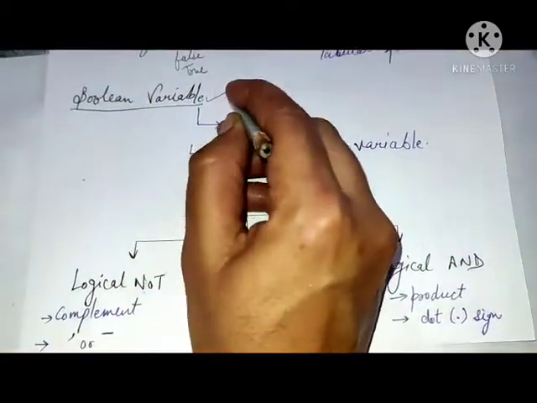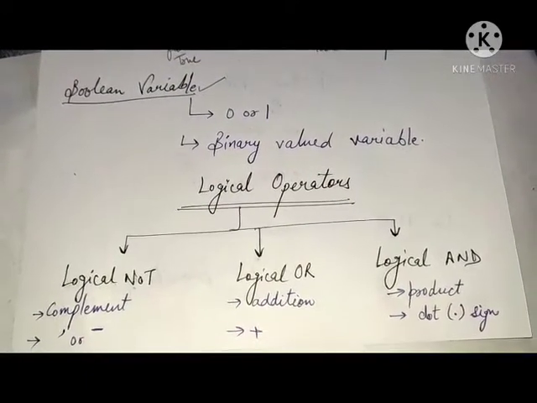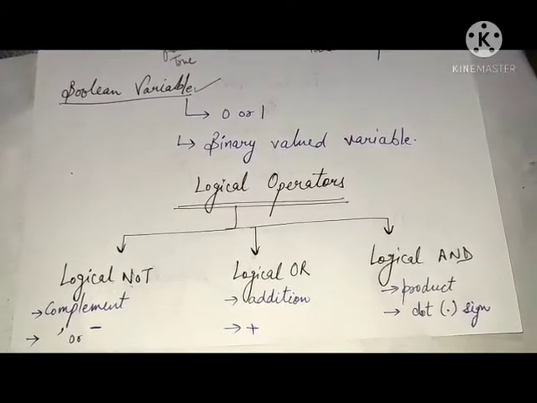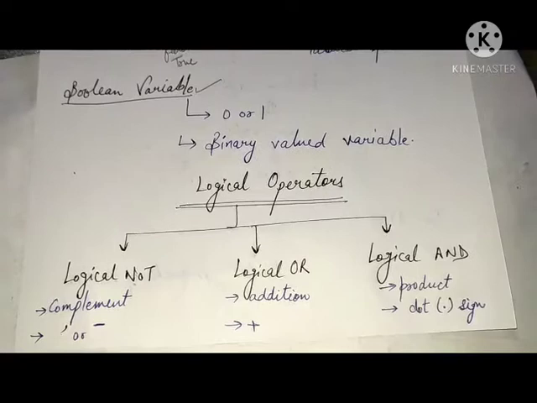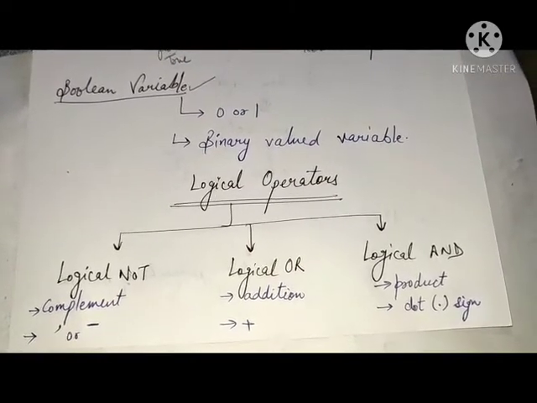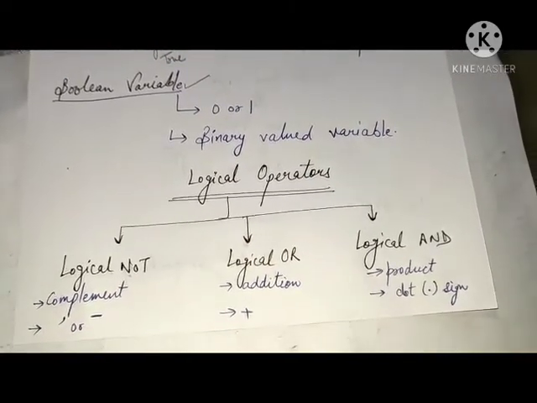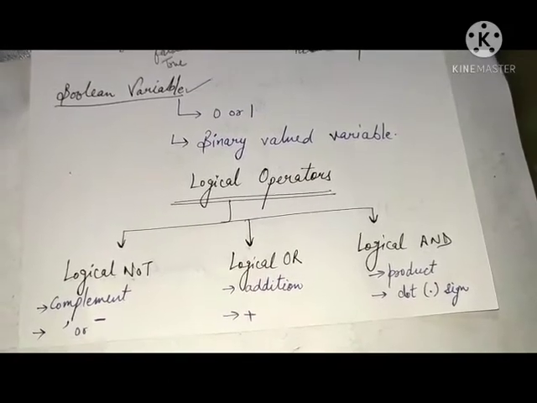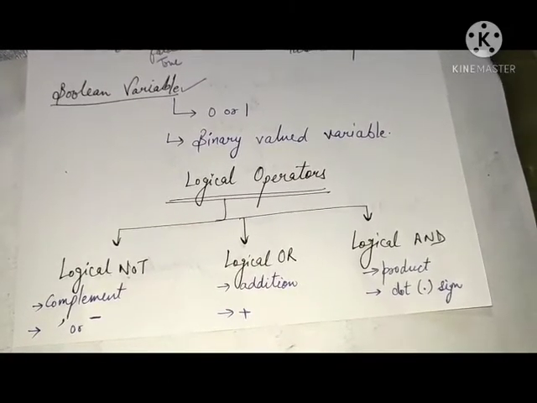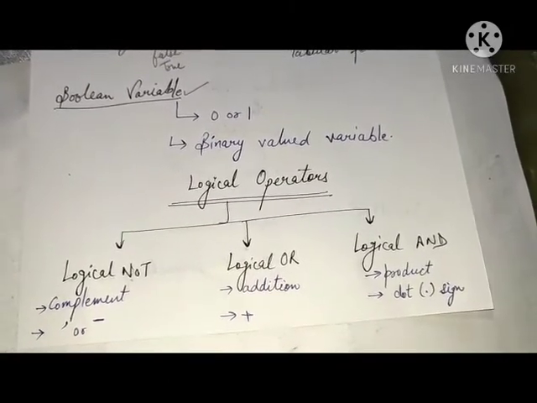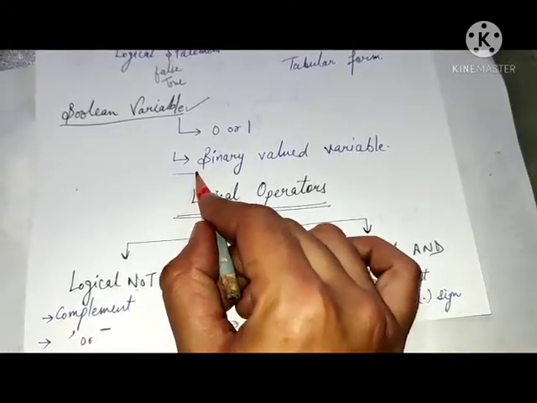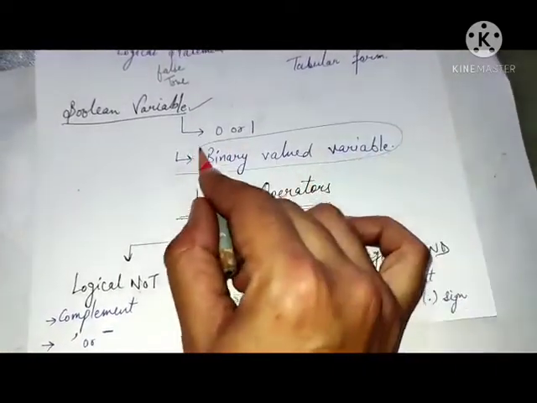Next is Boolean variable. In mathematics, a variable can be assigned any decimal number. But now we are talking about a Boolean variable. So a Boolean variable only has either 0 or 1 value. This Boolean variable is also called a binary valued variable.